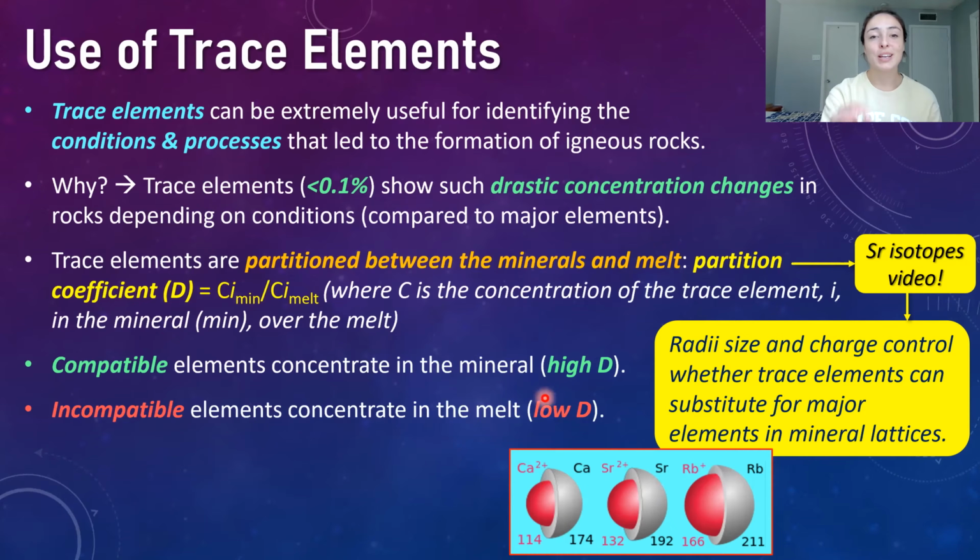This brings us back to what I mentioned at the beginning of the lecture, compatible versus incompatible elements. This means that compatible elements that concentrate in the mineral have a high partition coefficient, or D value, as mentioned up here, because more of the trace element will be incorporated into that mineral rather than melt and form a high D value. So their partition coefficient is high, whereas the incompatible elements will have a low partition coefficient because they just want to stay in the melt.